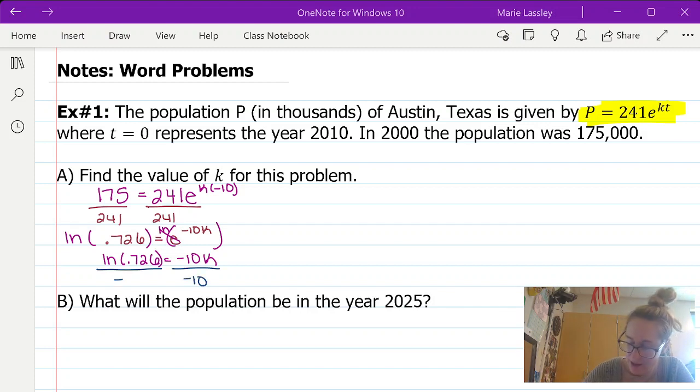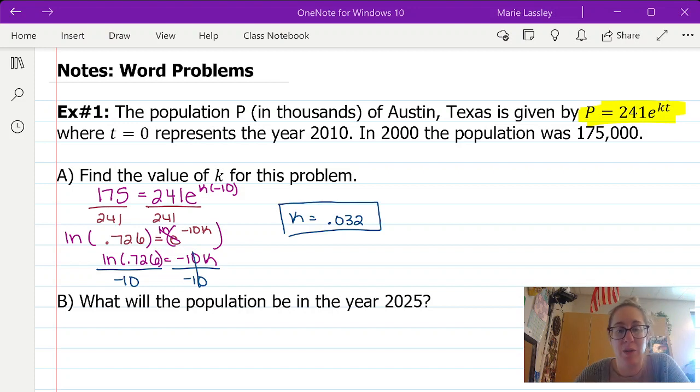So k is the natural log of that number divided by negative 10. We get a 0.032 value for k. So to find the value of k, k is 0.032. The next part says, what would the population be in the year 2025?